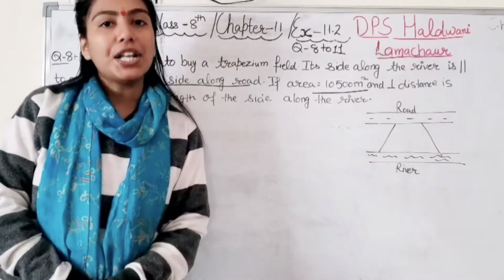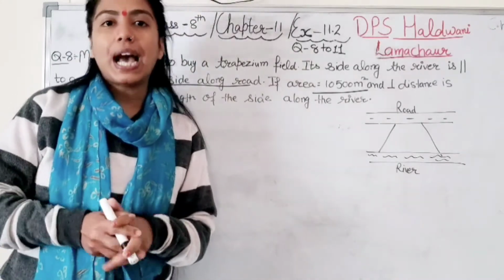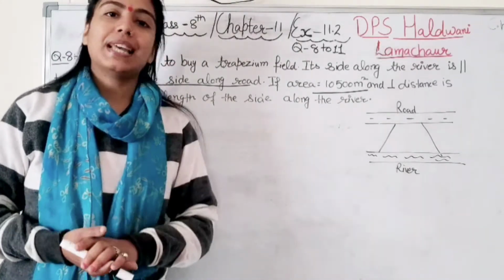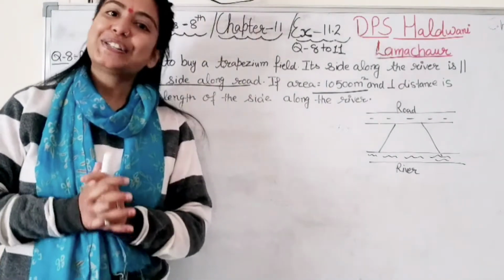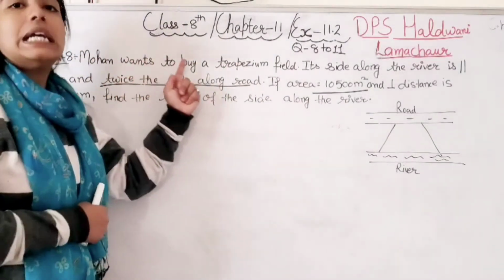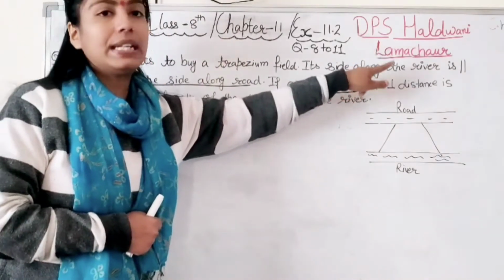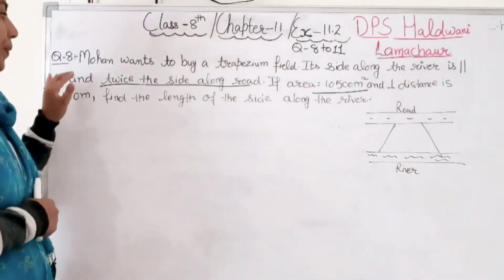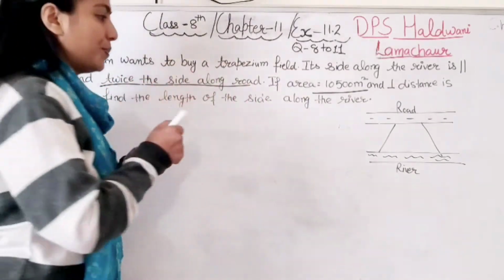In this we are doing the area of quadrilaterals, and among quadrilaterals we have the trapezium and the rhombus, and I hope you have learned both the formulas, right? So let's start with question number 8. Mohan wants to buy a trapezium field. Its side along the river is parallel to and twice the side along the road.